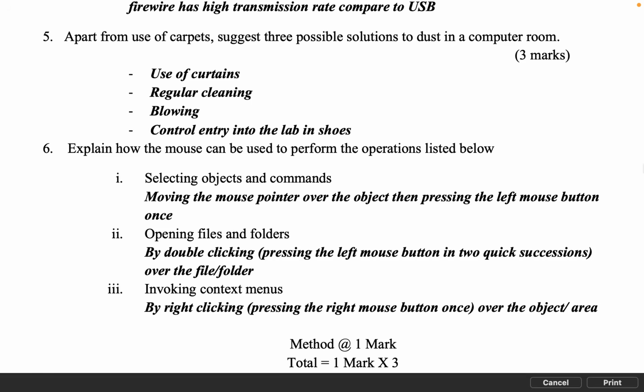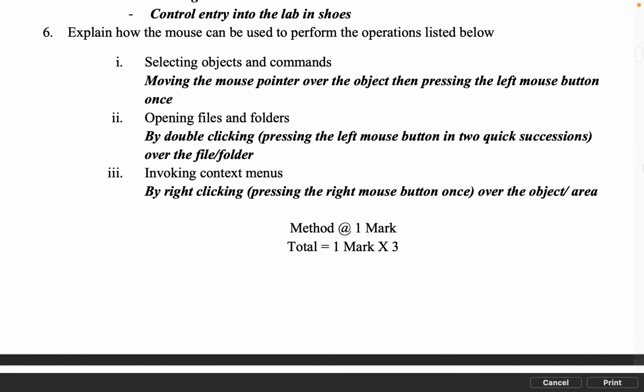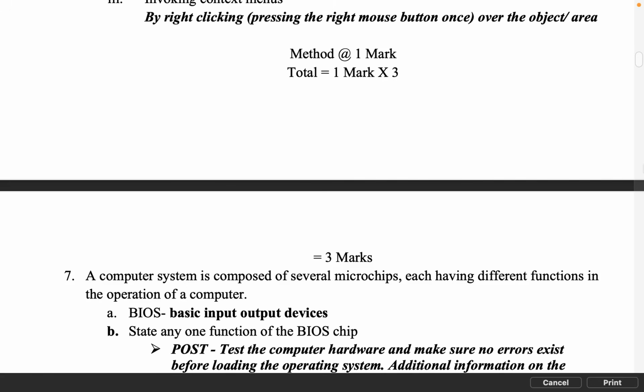Explain how the mouse can be used to perform the operations listed below. Selecting objects and commands: moving the mouse pointer over the object, then pressing the left mouse button once. Opening files and folders: by double-clicking, pressing the left mouse button in 2 quick successions over the file or folder. Invoking context menus: by right-clicking, pressing the right mouse button once over the object area. Method at 1 mark each. Total equals 3 marks.